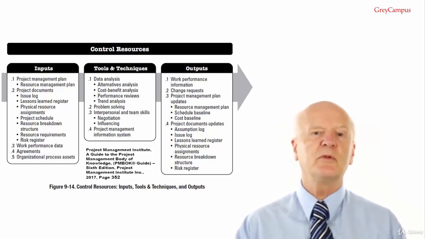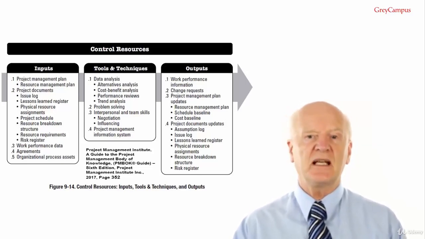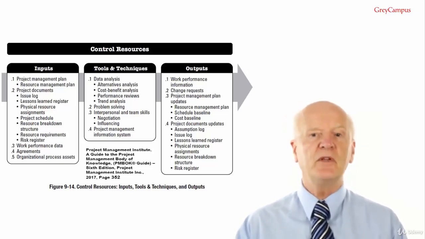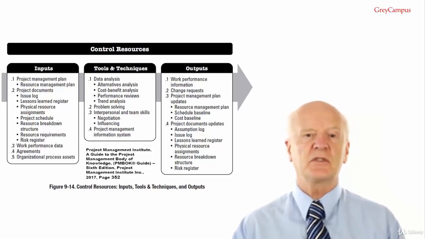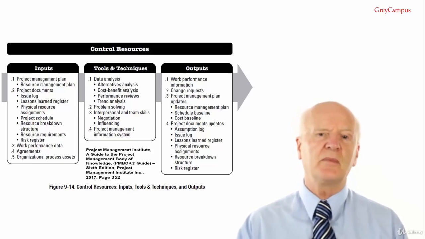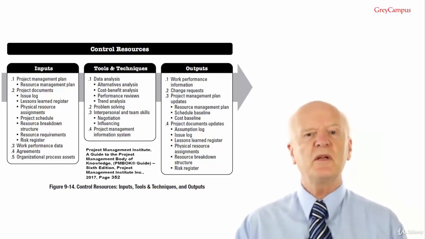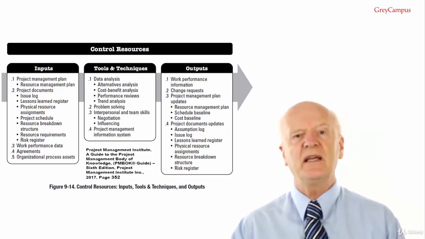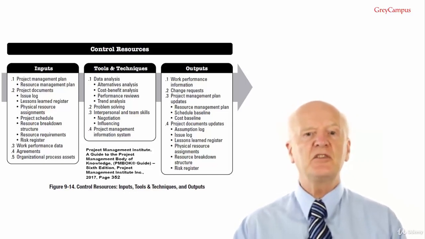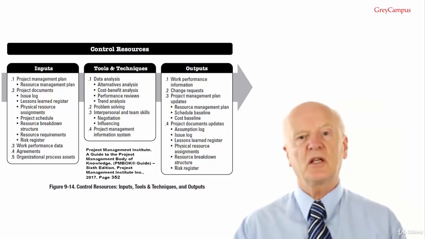Input number 3, work performance data. This contains data on project status such as the number and type of resources that have been used. Input number 4, agreements. Agreements are legal agreements such as contracts and form the basis of all resources external to the organisation and should define procedures when new unplanned resources are needed or when issues arise with the current resources.